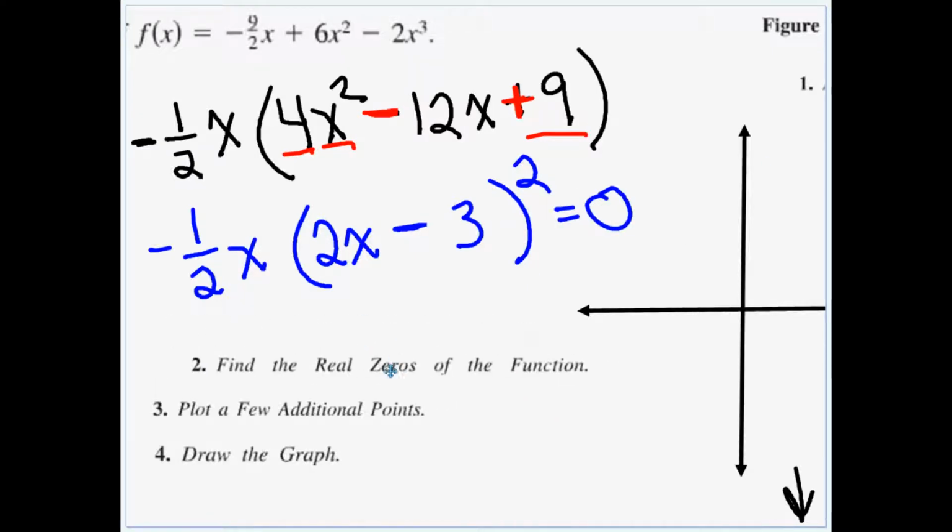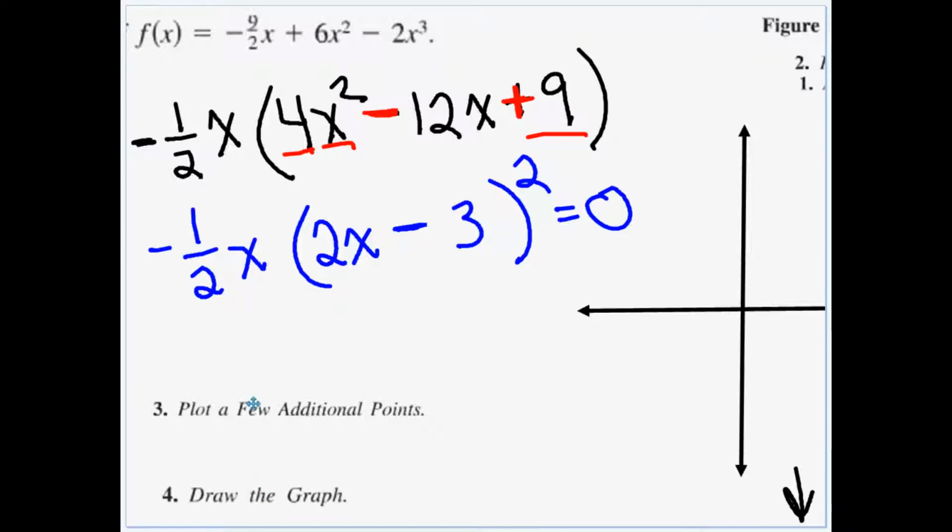Because we are doing a second step here, find the zeros of the function. So I'll slide this out of the way. All we've got to do is set our factors equal to 0. And notice right off the bat, here's an odd one. This is where we're going to cross the x-axis.